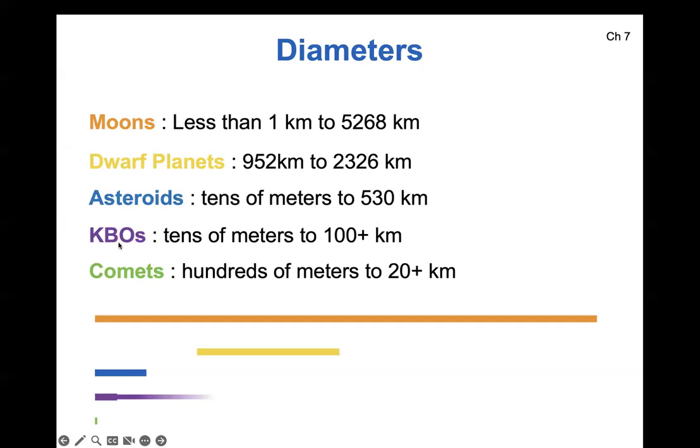KBOs, those Kuiper belt objects, have the same lower limit, and they can range up to 100 plus kilometers. Notice this vague upper limit. That's because if we count KBOs that are not dwarf planets, then our upper limit is going to be something closer to 500. But if we include the dwarf planets, then it's going to be something over 2,000.